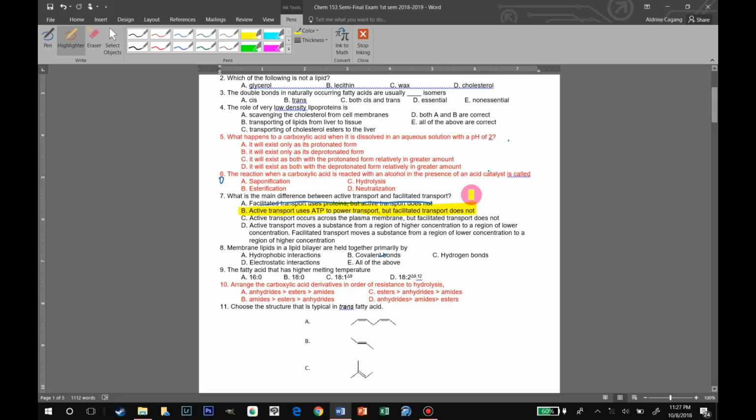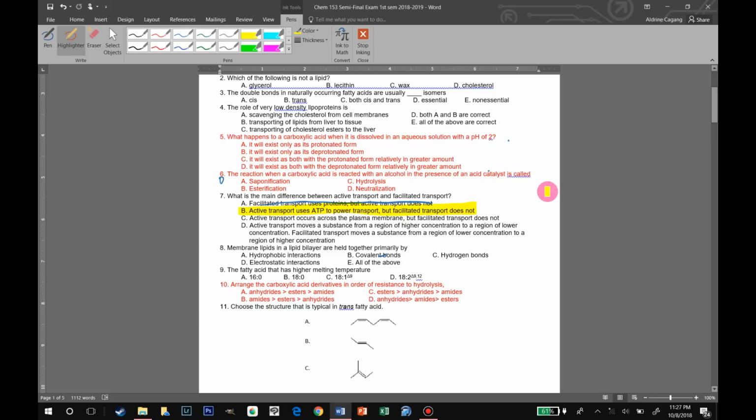Letter C, active transport occurs across the plasma membrane, but facilitated transport does not. For both kinds of transport, of course, the point of transporting your chemicals is to carry the species of chemicals from one side of the membrane to the other side. So both of them should occur across the plasma membrane. So letter C is not a valid option.